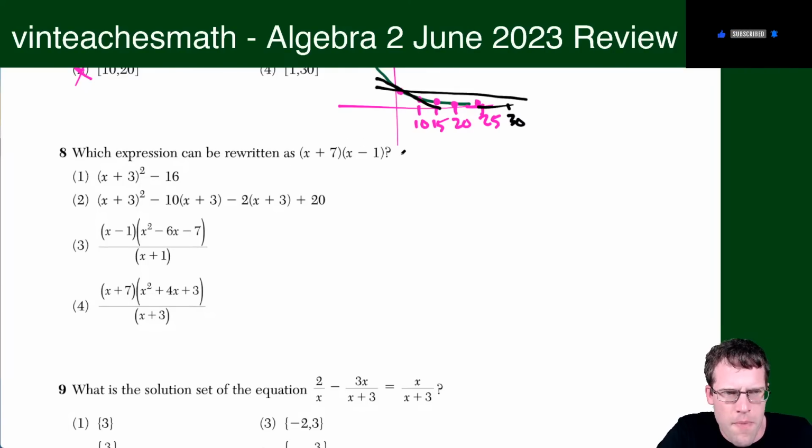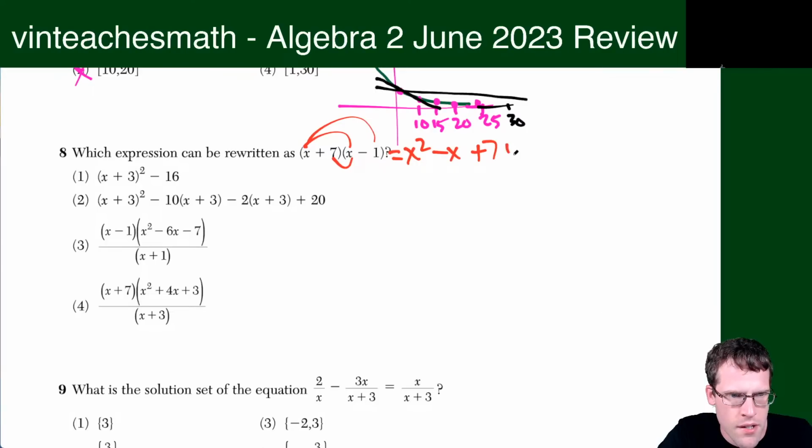So this one, it helps if you could expand really quickly. So x times x is x squared. You've got x times negative 1 is minus x. And then you got plus 7x. And then you got minus 7. Okay, so this is x squared plus 6x minus 7.